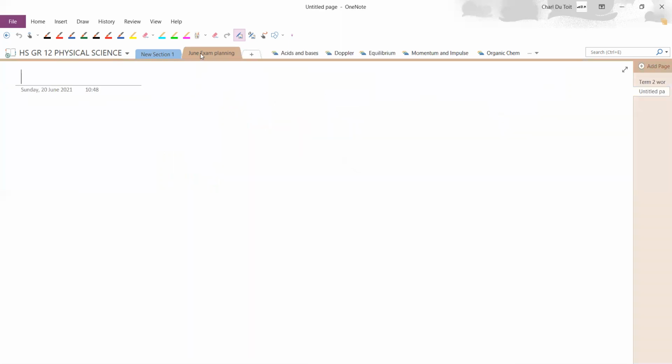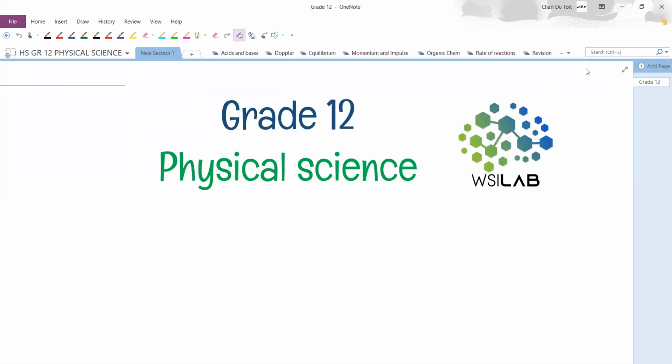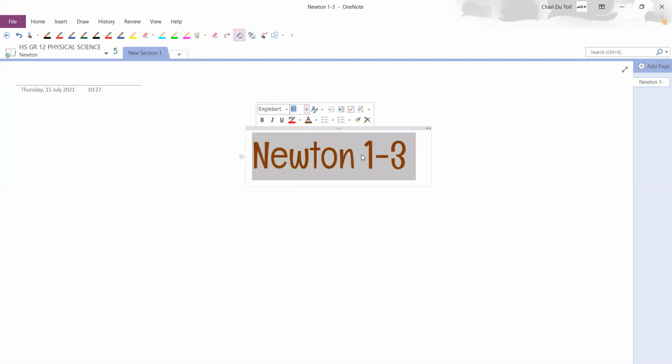Let's just delete that. June exam planning we can delete. Good. Okay, so now we're going to add a new section, and we're going to call it Newton 1 to 3. Okay, Newton 1 is basically just a bit of theory.